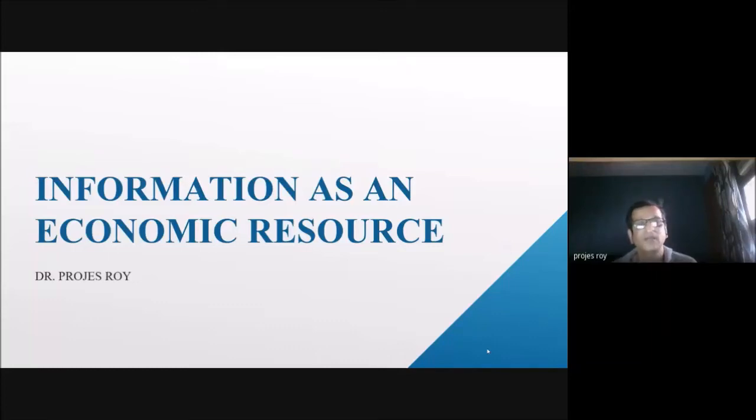Information as an economic resource. This is a new topic. So this is in your unit 10. This focuses on information and its economic value. The topic is information as an economic resource.